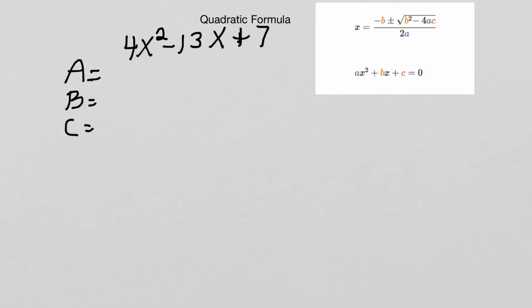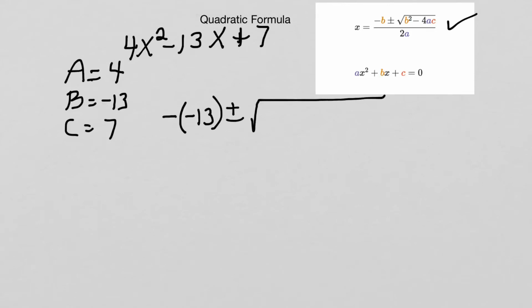Next problem is 4x squared minus 13x plus 7. All right, so let's do the math on this one. First thing we got to do is decide on what our A, B's, and C's are. And there we go. A is 4, B is negative 13, C is 7. Let's go ahead and set up our problem. All right, negative b, negative 13 plus or minus, I'm using this up here, plus or minus the square root of b squared.